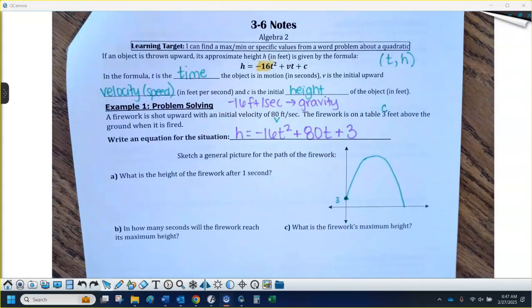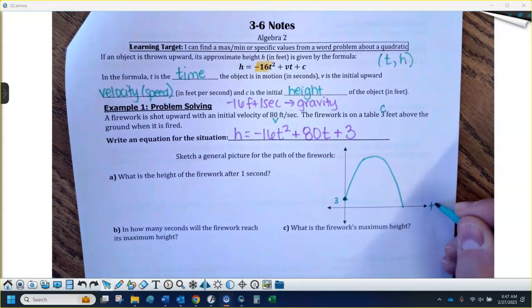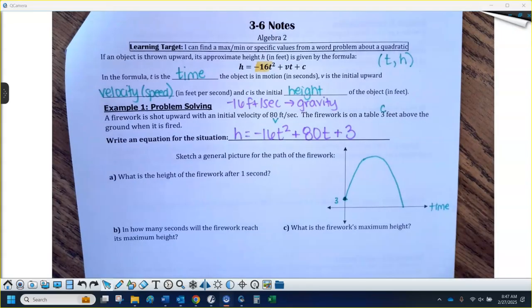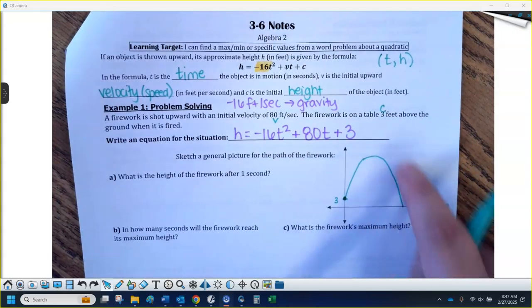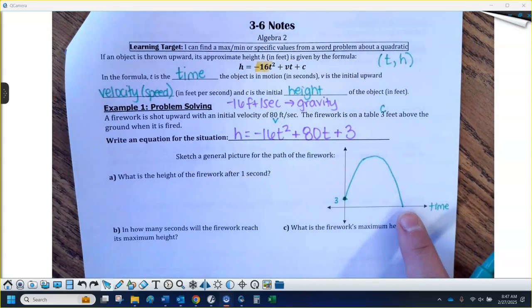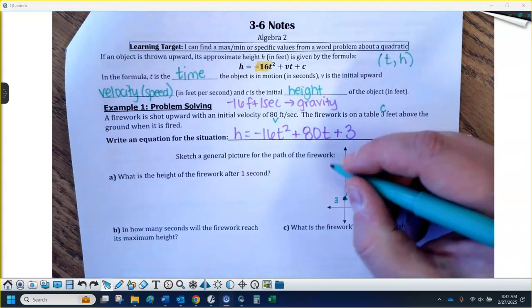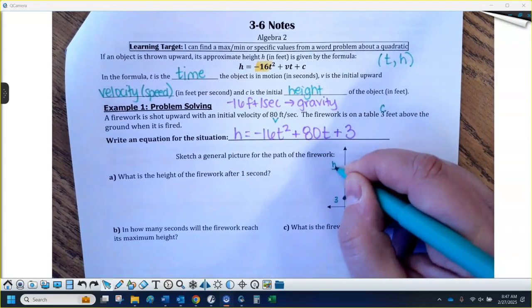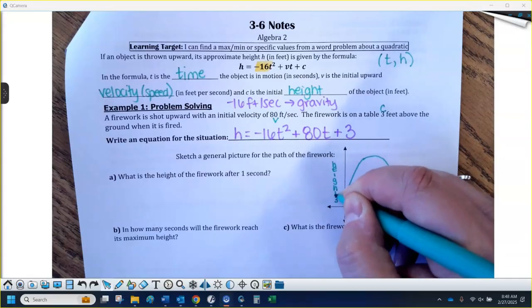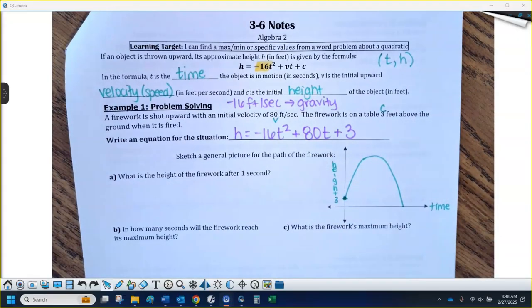Now, in this case, actually the x-axis represents the time. Me coming back down to the x-axis would represent that I'm on the ground, because the y-axis is going to be the height of your object. So that's why I put the 3. I'm going to start at 3 feet. We're going to launch it in the air, it goes up, and then gravity is going to pull it back down.